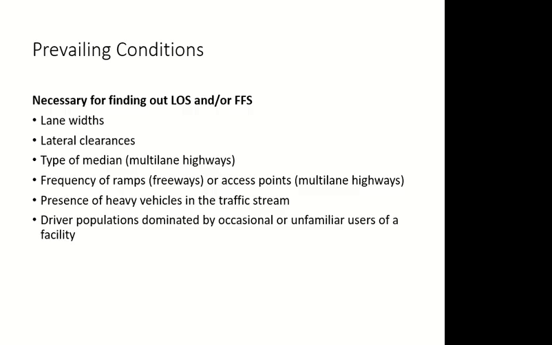The type of median: for freeways, I told you freeways have a median. You cannot have a freeway without a median, it is against the safety standards. So the only highway in which we will need the median type for free flow speed is multilane highways. I told you with a median we call them divided, without a median we call them undivided. Then we have frequency of ramps or frequency of access points.